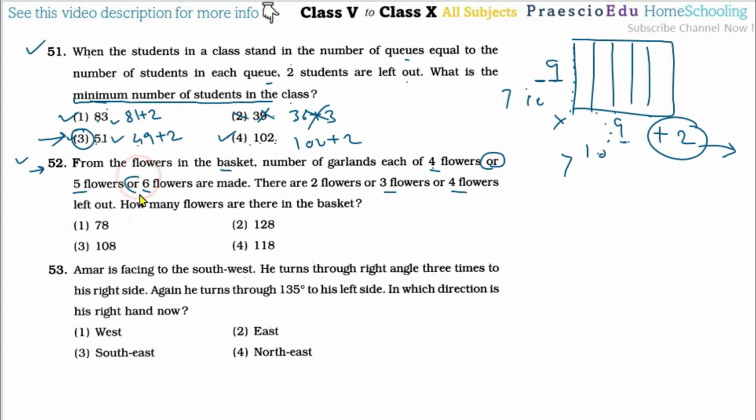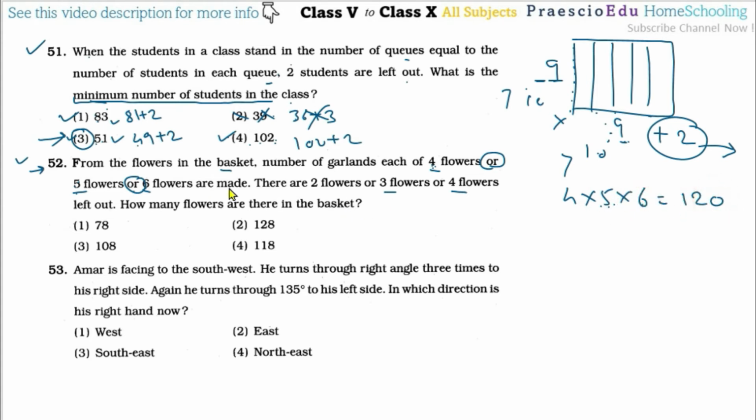Here also, or, okay, means either 4, either 5 or 6, any garland can be made with these flowers, okay. So what we will do, we will make the LCM of these, meaning 4, 5 and 6. So 4 multiplied by 5 multiplied by 6. So simply we will do the multiplication. Now 4 multiplied by 5 is 20, and 20 multiplied by 6 is 120.